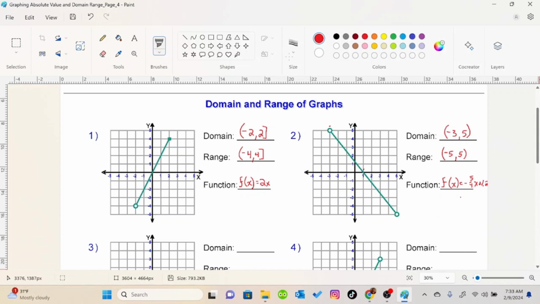So when we write these, we can write these in slope-intercept form. Simply put your slope before your x, and then add or subtract where you cross the y-axis.